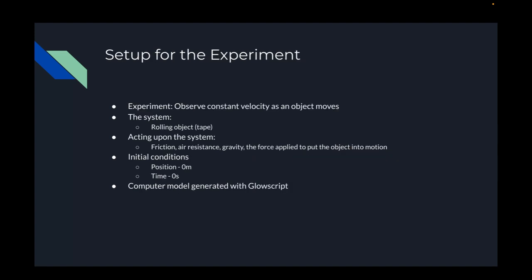For this experiment, we're going to observe constant velocity as an object moves. We're going to need a system. In my case, it was a wheel of tape, or a roll of tape, and we're going to assume that there is no friction, air resistance, gravity, or anything else acting against the object, and that the only force applied is going to be the one which put the object into motion. The initial conditions mean that the position starting off will be 0 meters and the time will be 0 seconds. And the computer model we're going to need is going to be generated with Glowscript.